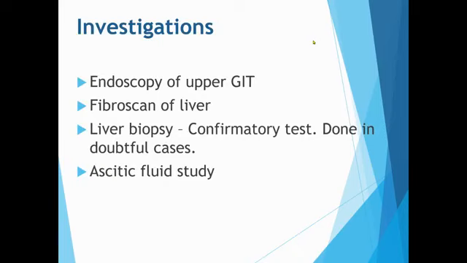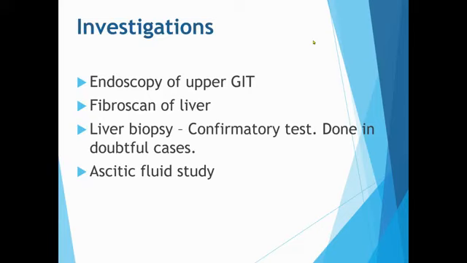Then we'll proceed to endoscopy of upper GIT, to see whether the patient has got esophageal varix, which is a complication of chronic liver disease. There may be esophageal varix or gastric fundal varix. So if you get the varix during endoscopy, it will confirm that there is portal hypertension.